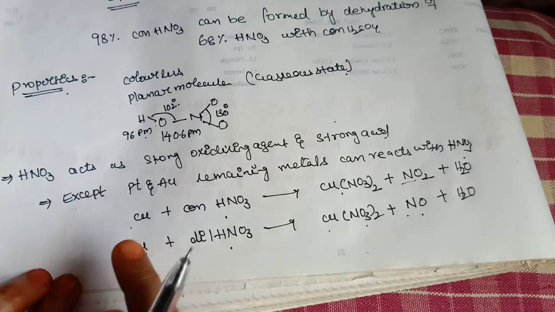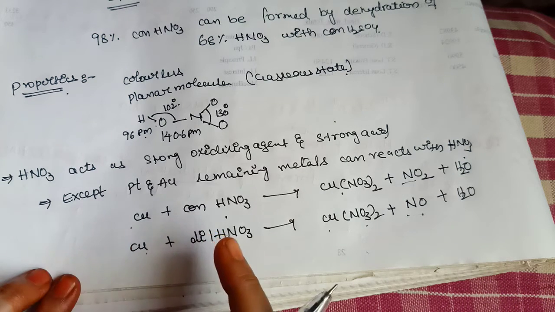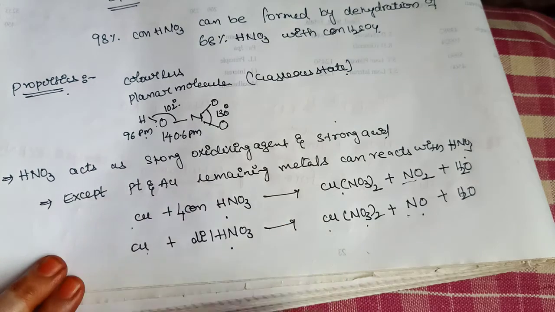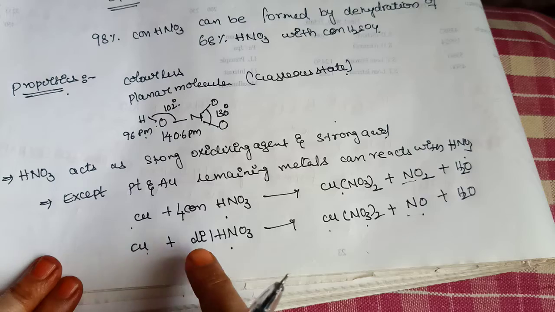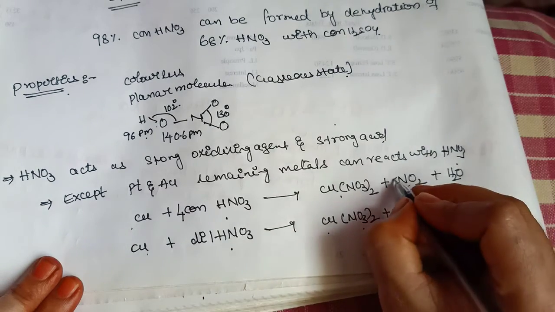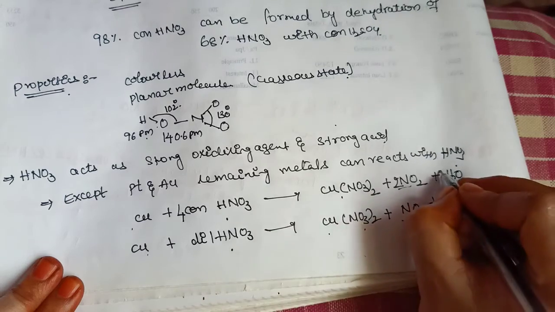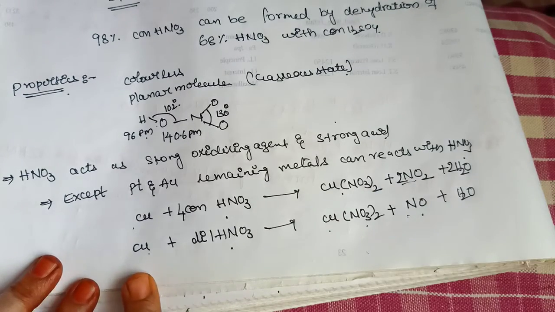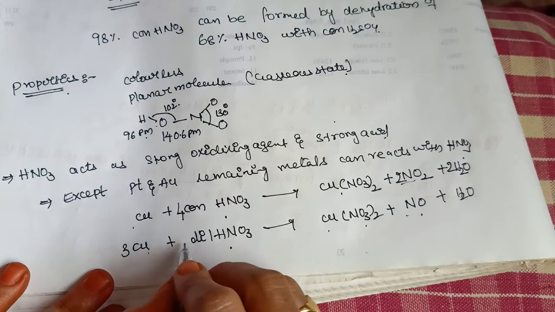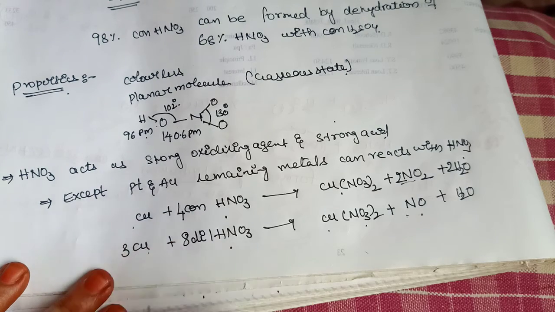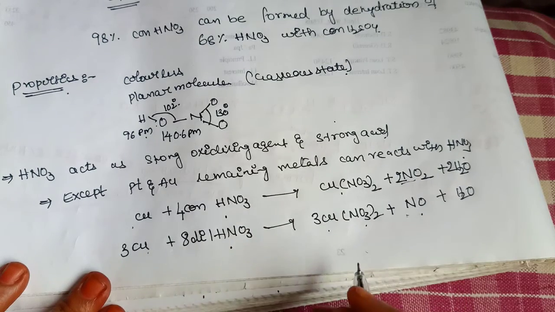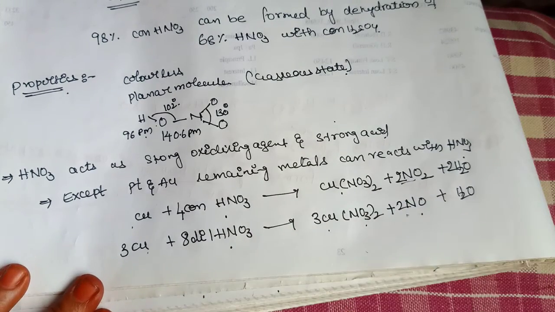Okay, we have to balance also. With concentrated HNO3, 1 mole of copper combines with 4 moles of HNO3. It gives 1 mole of copper nitrate, 2 moles of nitrogen dioxide and 2 moles of H2O. With dilute HNO3, 3 moles of copper combine with 8 moles of dilute HNO3 and give 3 moles of copper nitrate and 2 moles of nitric oxide.